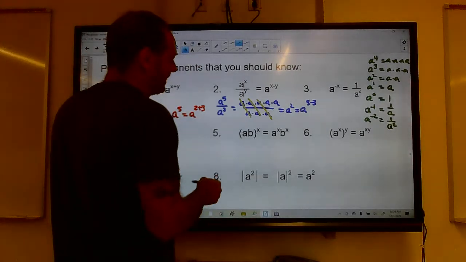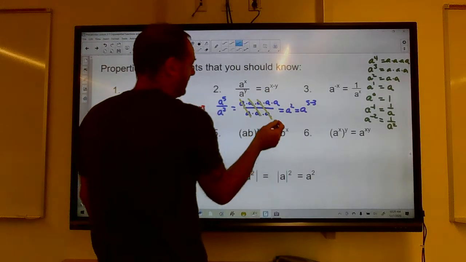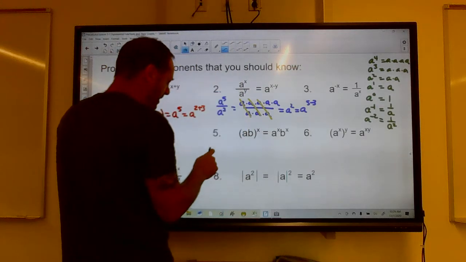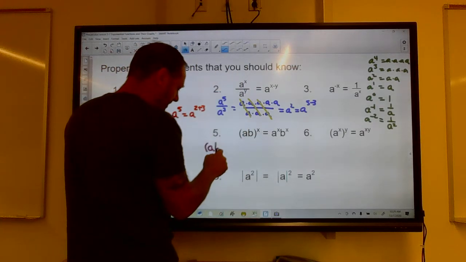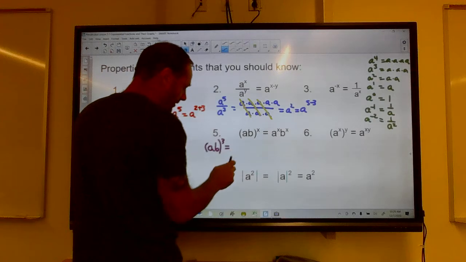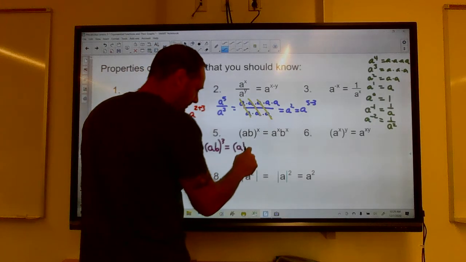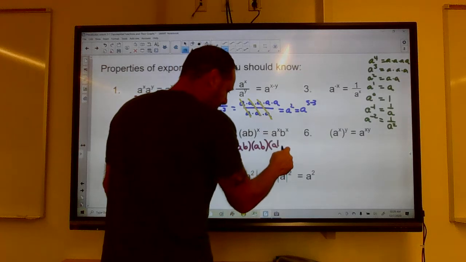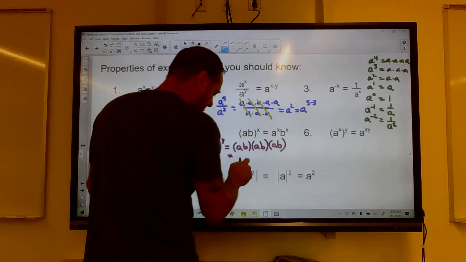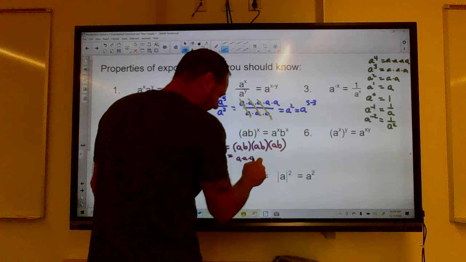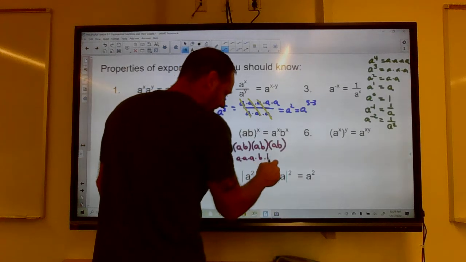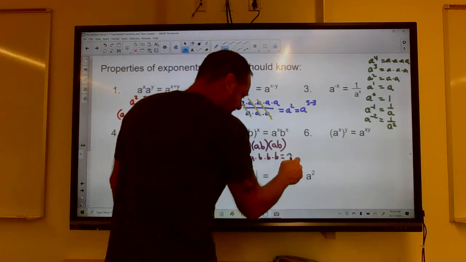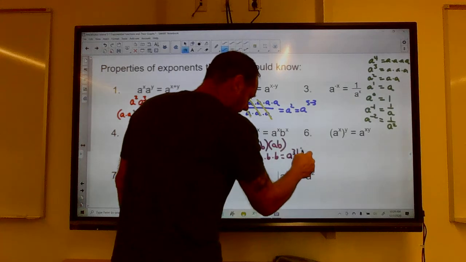A times b to the x power is just a to the x times b to the x. So it would be like this. A times b to the third power would be a times b times a times b times a times b, which if I just reorder this is a times a times a times b times b times b, which is a to the third, b to the third.